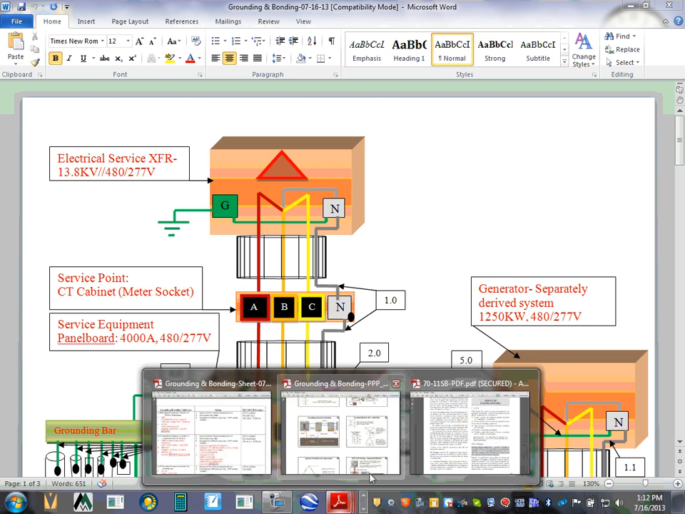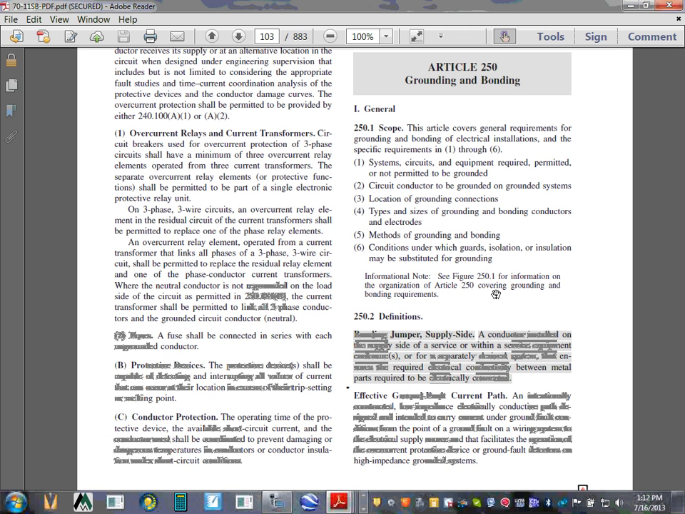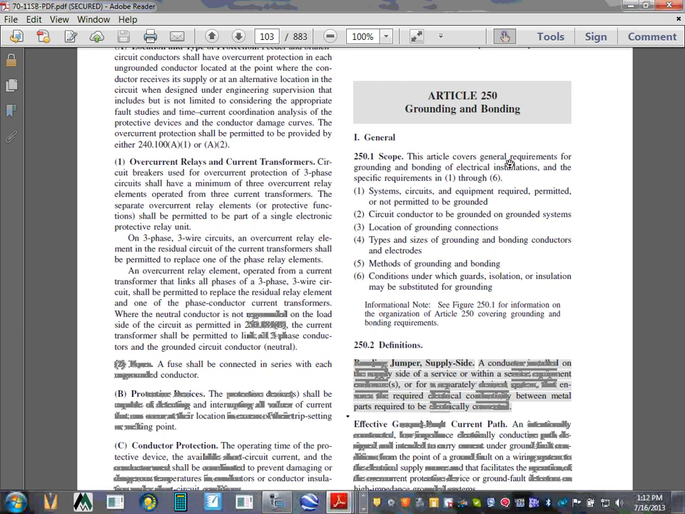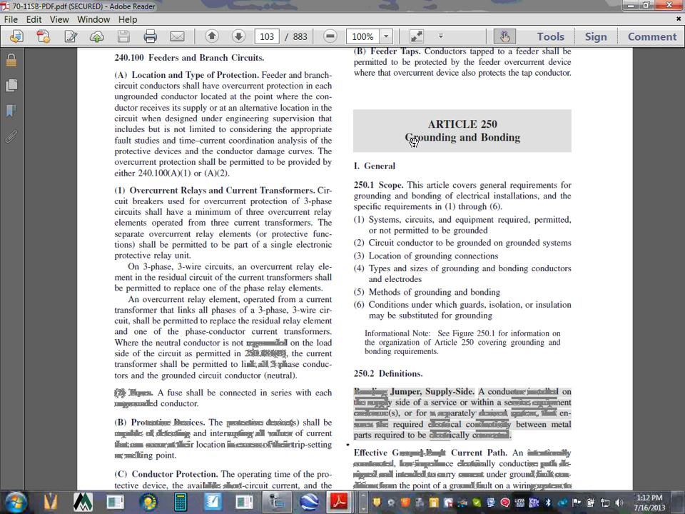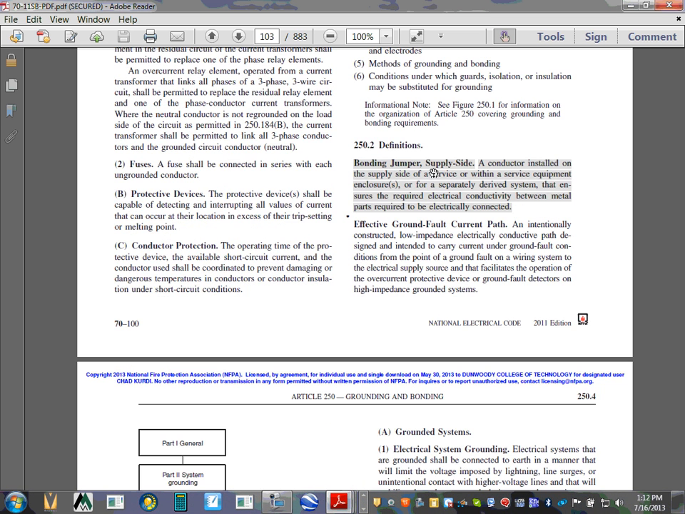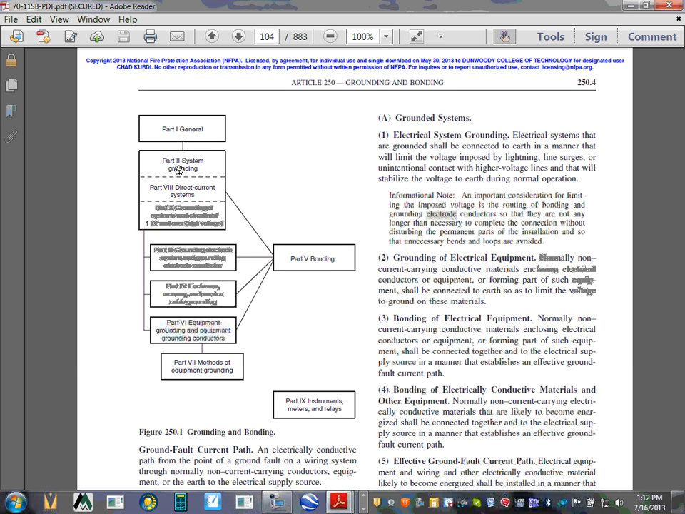I have been doing this one a lot for electrical contractors when we do grounding and bonding. So here's the article, Article 250, that talks about grounding and bonding. A lot of sections, guys. If you look at this article, it talks about the general grounding. Part 2 talks about system grounding. DC, we're not going to talk about DC today. Grounding of systems higher than 1K, we're not going to talk about it.